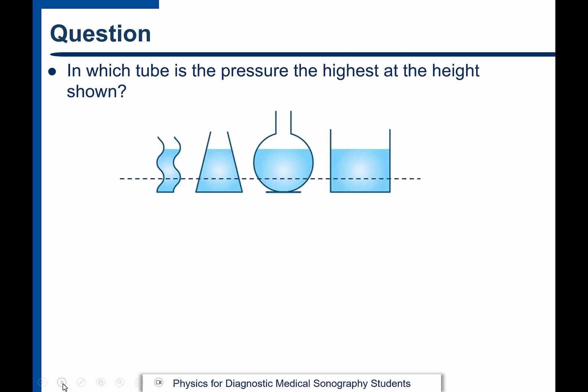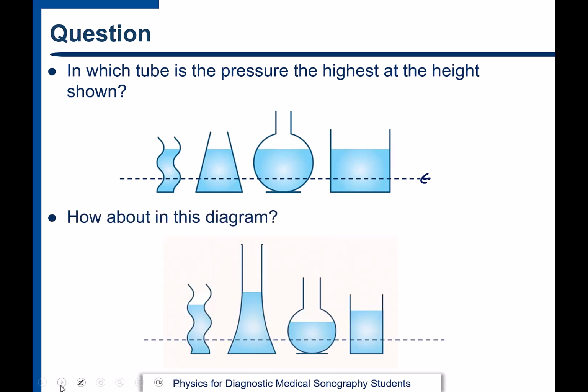Here's a conceptual question to look at. In fact, let me show you two. The first question is, in which tube is the pressure the highest at the height shown? So in other words, where the dotted line is here. And then how about in this diagram? In which of those tubes is the pressure the highest at that dotted line? So you might want to pause the video and think about that for a moment.